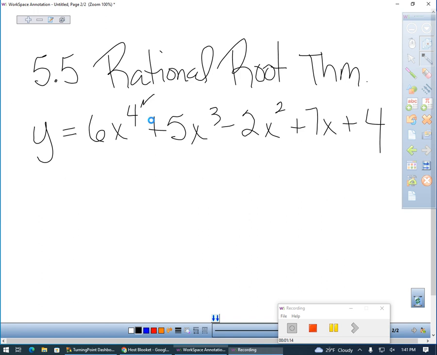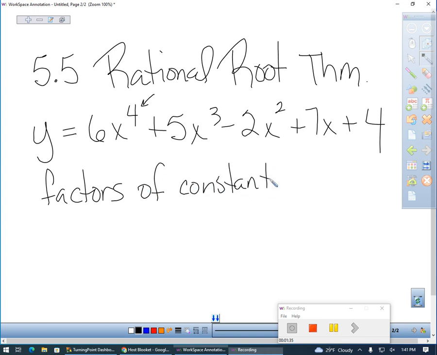All right. The way the rational root theorem works is to find a couple possible roots or zeros. You take the factors of your last number, or the factors of the constant, and divide by the factors of your leading coefficient.